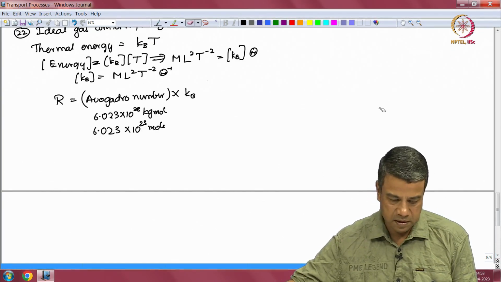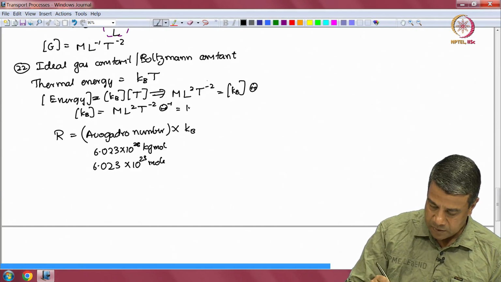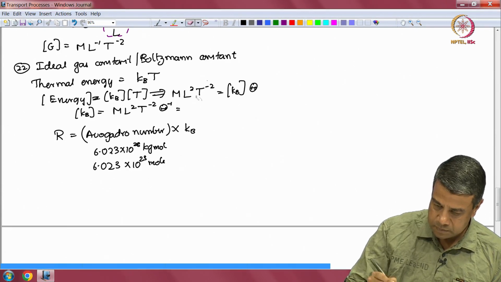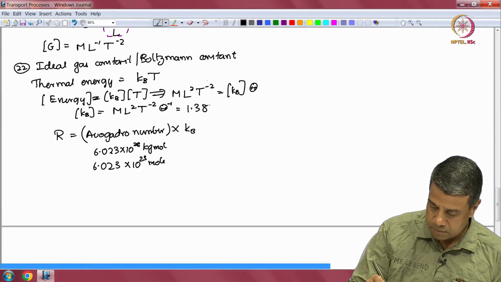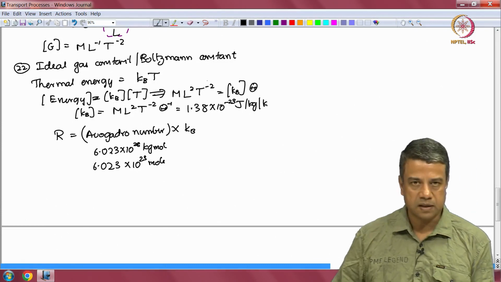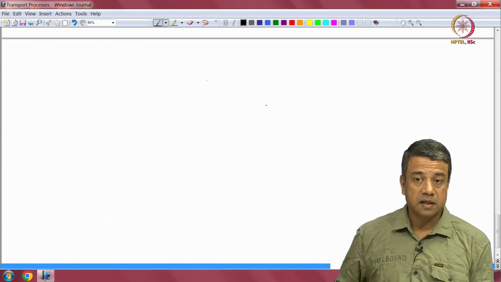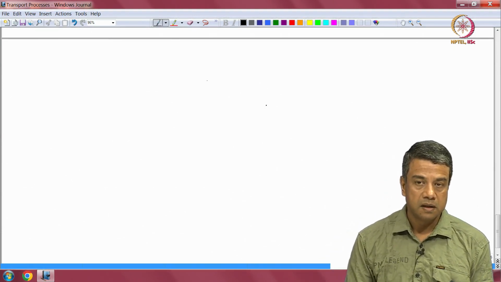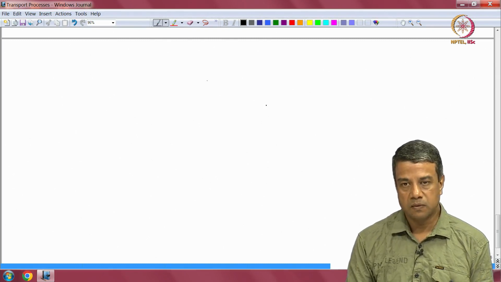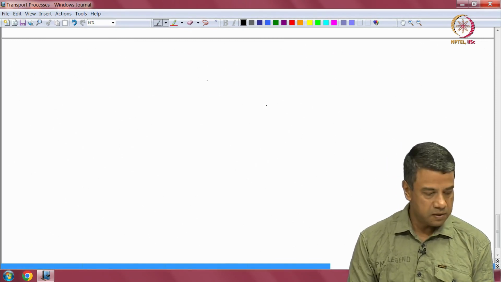And I should just mention here that this Boltzmann constant is equal to 1.38 into 10 power minus 23 joules per kelvin, that is the actual unit. This we will use later. Now, this dimensional analysis can be used to determine the dimensions of quantities which we may not be familiar with, so long as we have a relationship that relates that quantity to other such quantities.